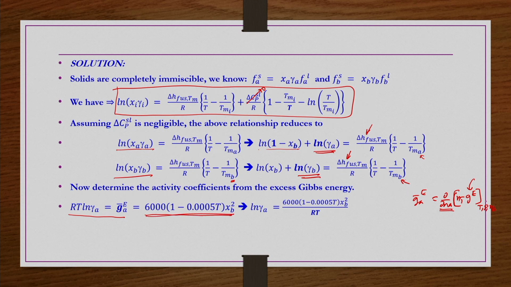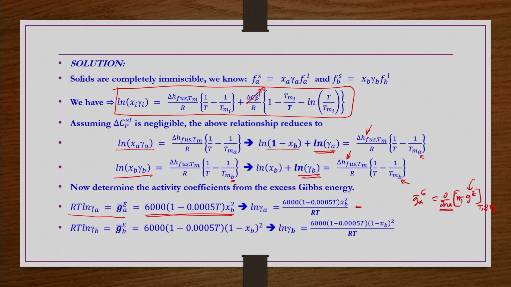These things, so many examples we have done in the LLE case. So, similarly when you do this, you get RT ln gamma A is nothing but 6000 multiplied by (1 minus 0.0005 T) x_B square. So, from here ln gamma A is 6000 multiplied by (1 minus 0.0005 T) x_B square by RT.